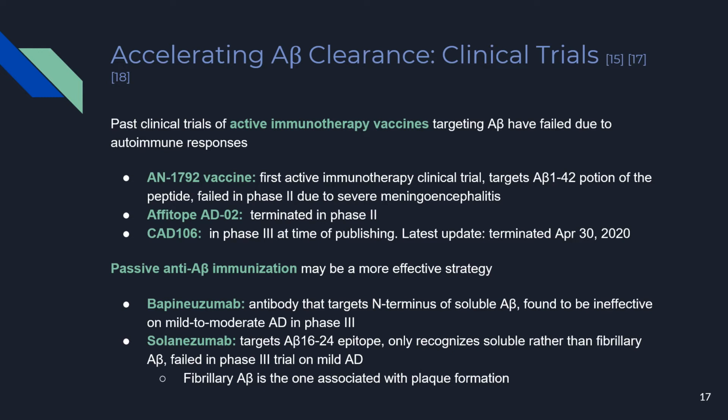Solanezumab targets the amyloid beta 16 to 24 epitope, but only recognizes soluble, not fibrillary amyloid beta. This is important because fibrillary amyloid beta is the one associated with plaque formation. Solanezumab failed the clinical trial on mild Alzheimer's.